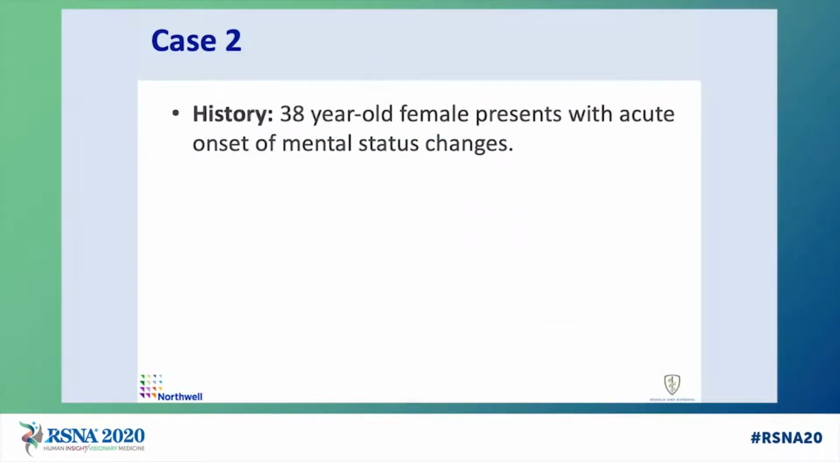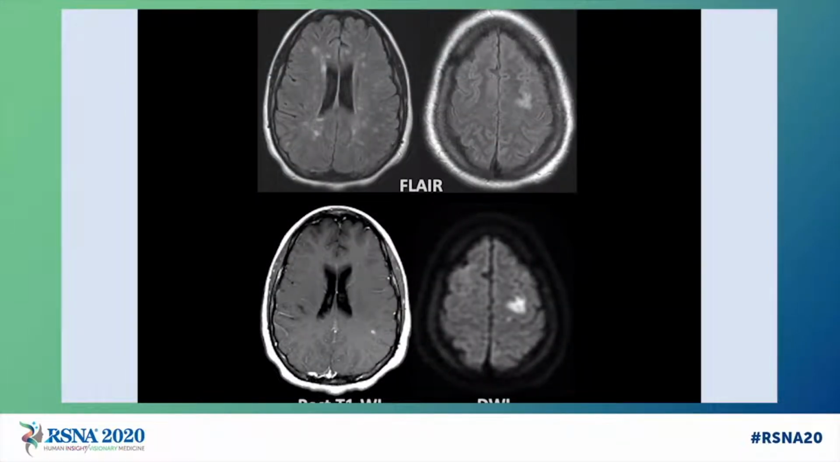Case 2. The history is a 38-year-old female presenting with acute onset of mental status changes. The MRI FLAIR images demonstrate multiple small scattered hyperintense signal abnormalities involving the periventricular and subcortical white matter bilaterally. There is associated enhancement with one of these lesions on the post-contrast T1-weighted images.